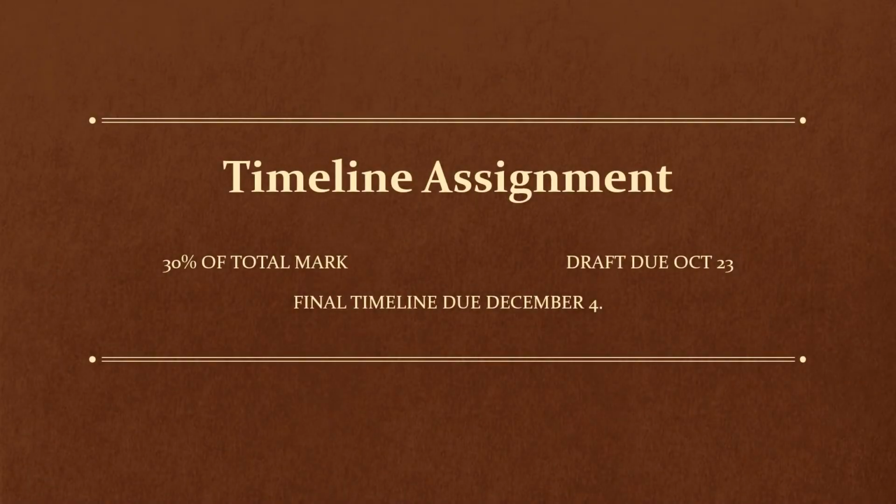This PowerPoint is to walk you through the timeline assignment, explain what's expected of you, how you'll be marked, when it's due, etc. Okay, so your timeline assignment is 30% of your total mark. There is a draft of it due on October 23rd, and then the final timeline will be due on December 4th. You have to hand in a draft. If I haven't reviewed a draft of your timeline, I will not mark your final timeline. So you must hand in a draft by October 23rd.